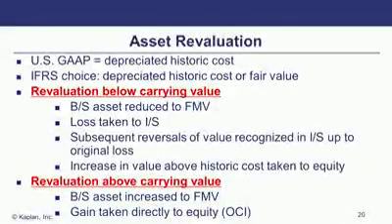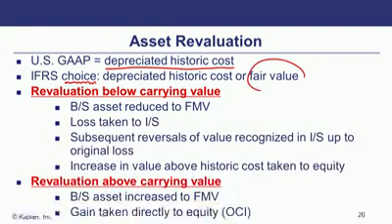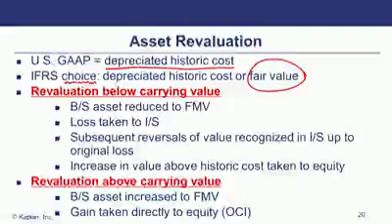A bit on asset revaluation. Asset revaluation is allowed under IFRS, not allowed under US GAAP. So for our intangibles and our PPE under US GAAP, we have to use depreciated historic cost, in other words, cost minus accumulated depreciation. Under IFRS, though, we have a choice. Either we use the historic cost approach, historic cost less accumulated depreciation, just like US GAAP, or we can make a fair value election. In other words, we can record classes of assets at fair value rather than historic cost.